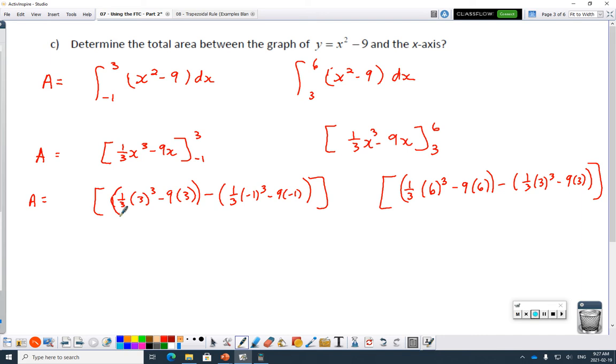And then 1/3 (-1) cubed minus 9 times -1. And then over here, 1/3 (6) cubed minus 9 times 6. And then minus 1/3 (3) cubed minus 9 times 3. I don't know if you've noticed what I've done here.